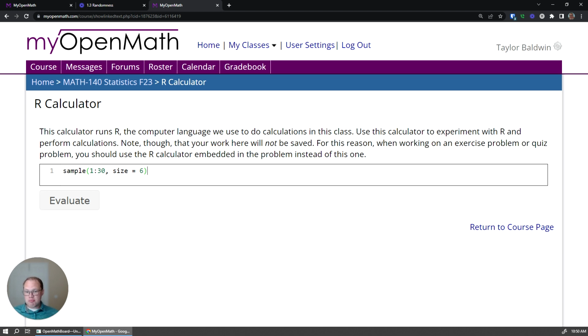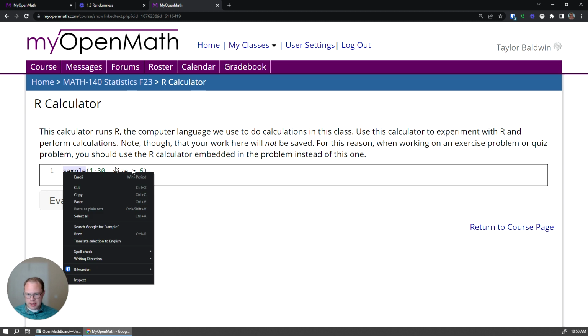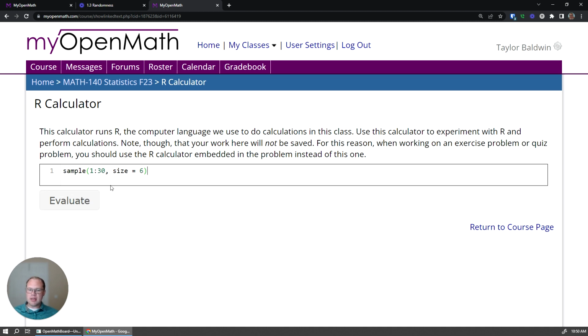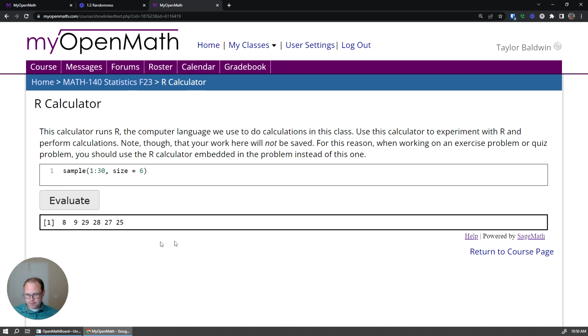The sample function by default just does a simple random sample. It just picks 6 of these numbers randomly. It does not care what it chose before. It chooses them all independently. They all have the same chance of being chosen. So I'm just going to use this function as it is, because that's what a simple random sample is. Click evaluate, and I get 6 numbers chosen randomly: 8, 9, 29, 28, 27, and 25.